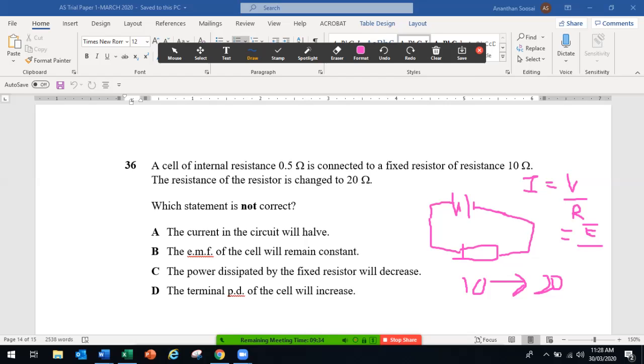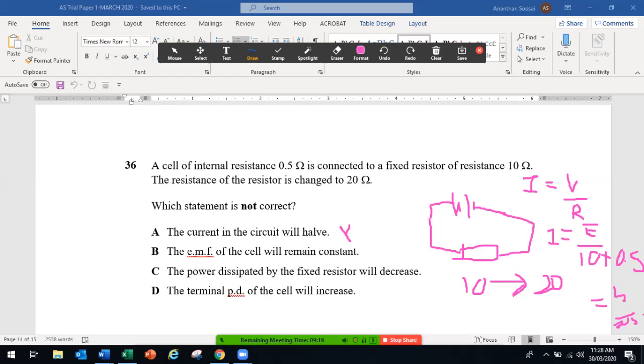Okay. So 10 plus what? 10 plus 0.5, 10.5. So you get the first I. Second I is 20.5, right? And down is 20. So I don't think so. It's exactly half.